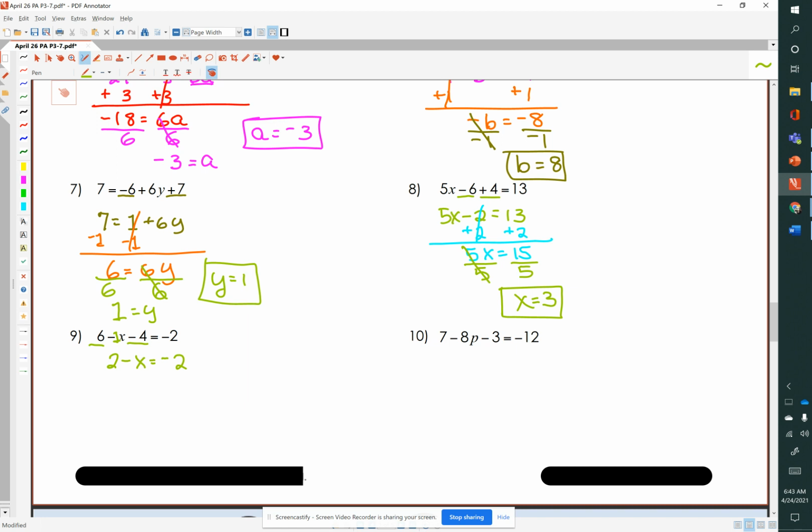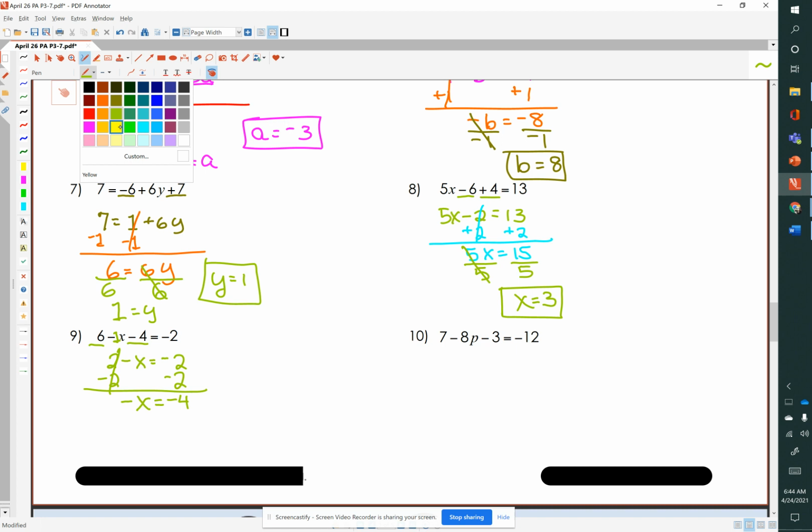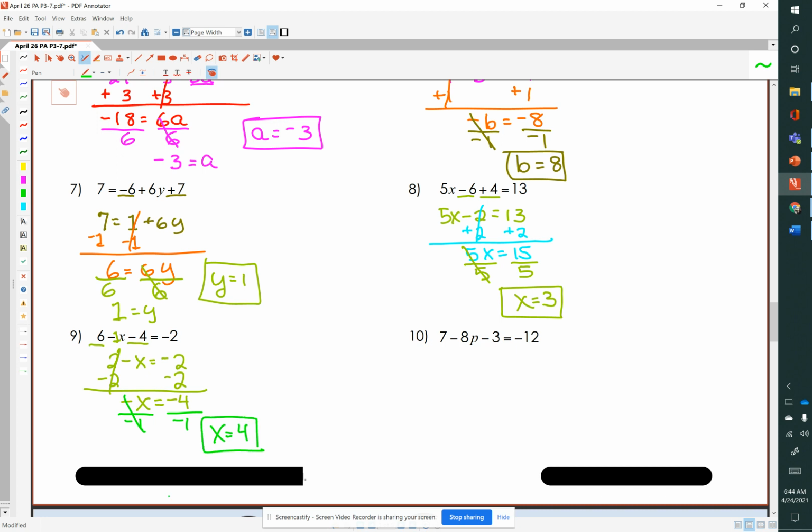What is happening to x? Well, what is happening to negative x? 2 is being added, so I need to subtract 2. And whatever I do to one side, I do to the other. So that gives me negative x equals negative 4. Negative 2 minus 2 is negative 4. And now I need to divide both sides by negative 1 in order to isolate x, which now, negative 4 divided by negative 1 is 4, so x equals 4.